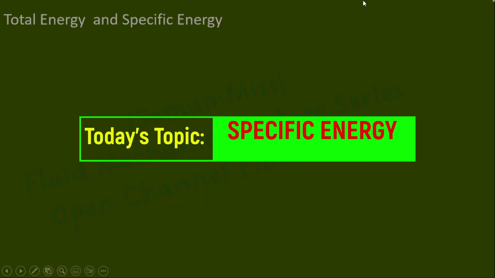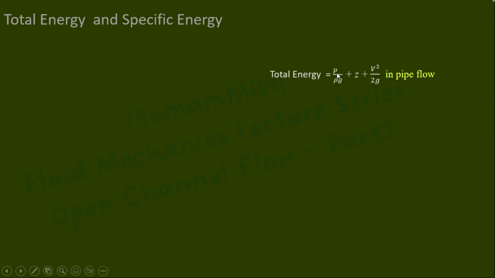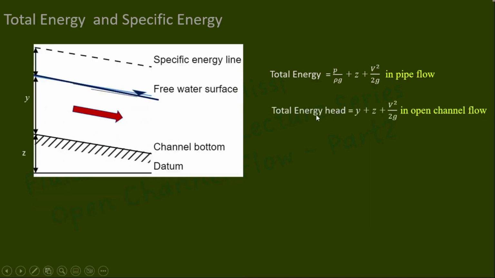We have learned previously that the total energy at any section in a pipe can be written as P by rho g plus Z plus V square by 2g, where P by rho g indicates the pressure head, Z is the position head, and V square by 2g indicates the velocity head. We have also learned that the pressure energy decreases in the direction of the flow. The expression for total energy for an open channel flow is Y plus Z plus V square by 2g.